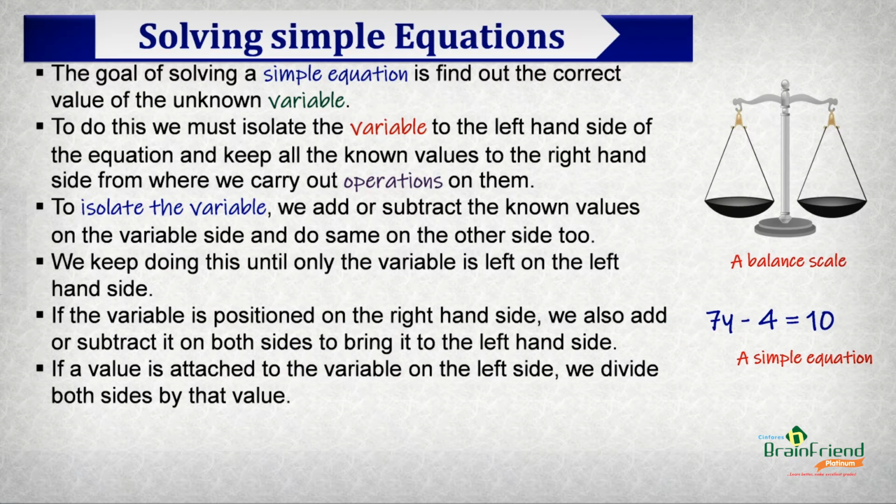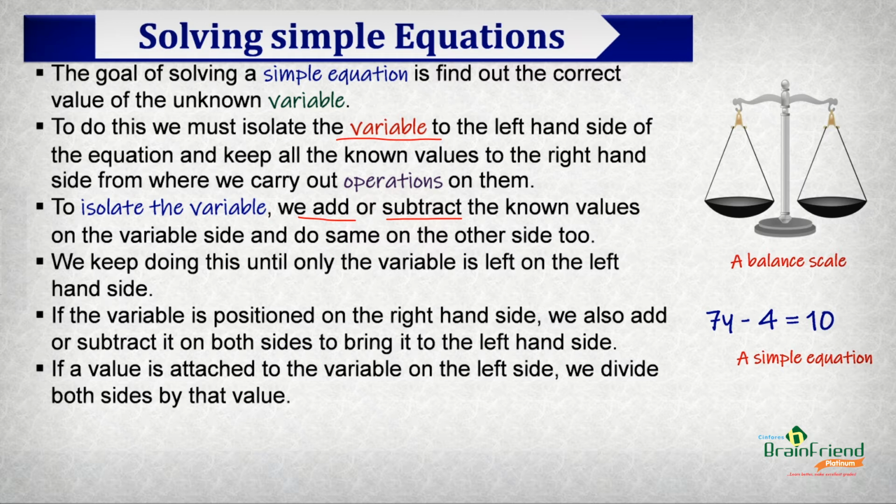Let's look at the steps involved in solving a simple equation. To solve a simple equation, our goal is simply to find out what the unknown is. That is the value of the unknown. To do this, we must isolate the variable. Now, what do we mean by isolating the variable? To isolate the variable, we add or subtract the unknown values on the variable side. And then we also do the same thing on the other side. We keep doing this until only the variable is left on the left-hand side.